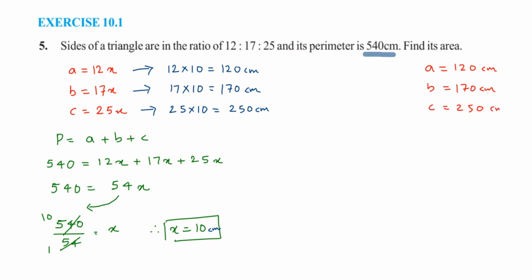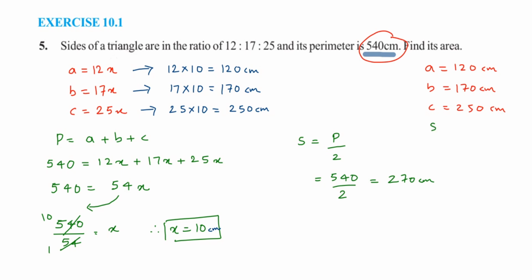We also have to find the semi-perimeter. We use the semi-perimeter in Heron's formula. What is the semi-perimeter? It is half of the perimeter. We know the perimeter is 540, so half of it. So s, the semi-perimeter, is perimeter divided by 2, because it's half of it. So 540 divided by 2. When you divide it, you get 270. So the semi-perimeter is 270 centimeters.